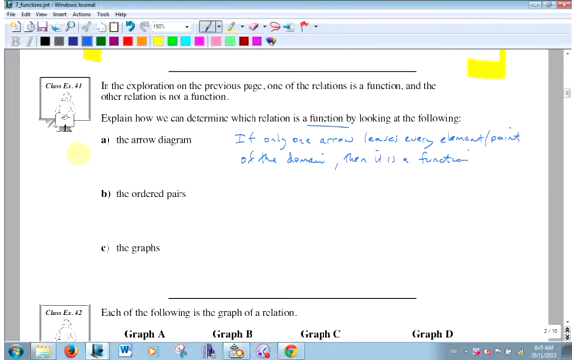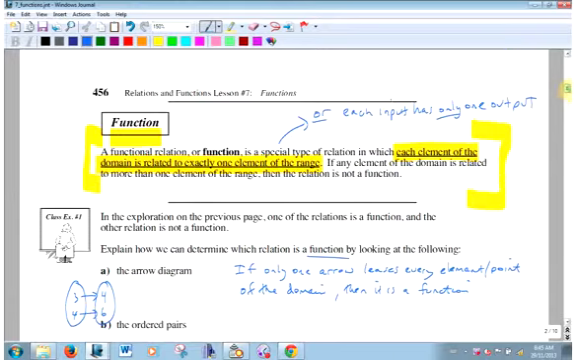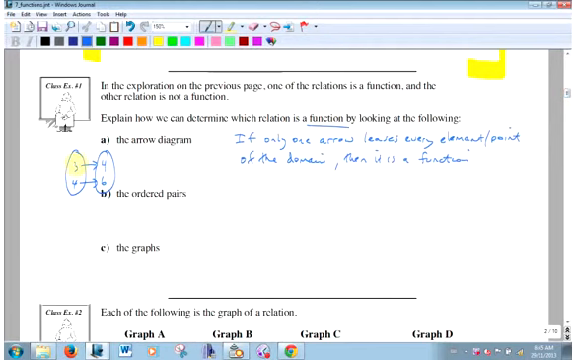So, for example, simple one. I got 3 and 4. Are those my inputs or my outputs? Which one's on the left? The independent or the dependent? Independent. Let's say these map to 4 and 6. Is that a function? Let's go back here. Each input has only one output. Here's my input 3. Does it have just one output? Yes. Does 4 have just one output? Yes. So that's a function.